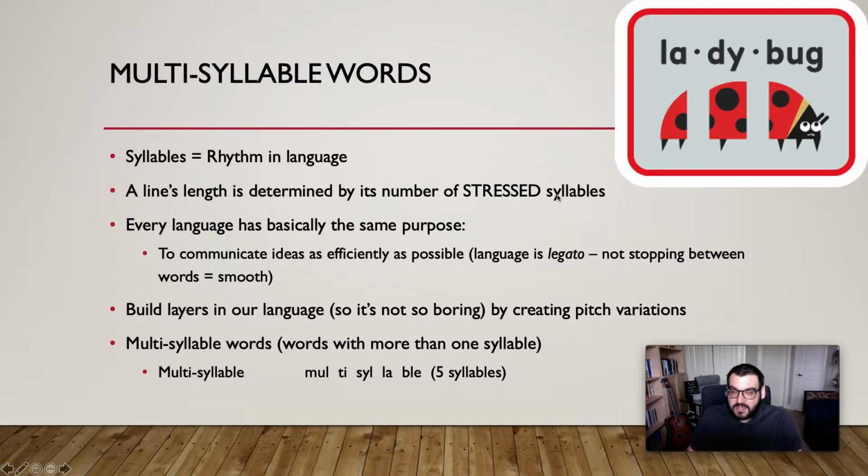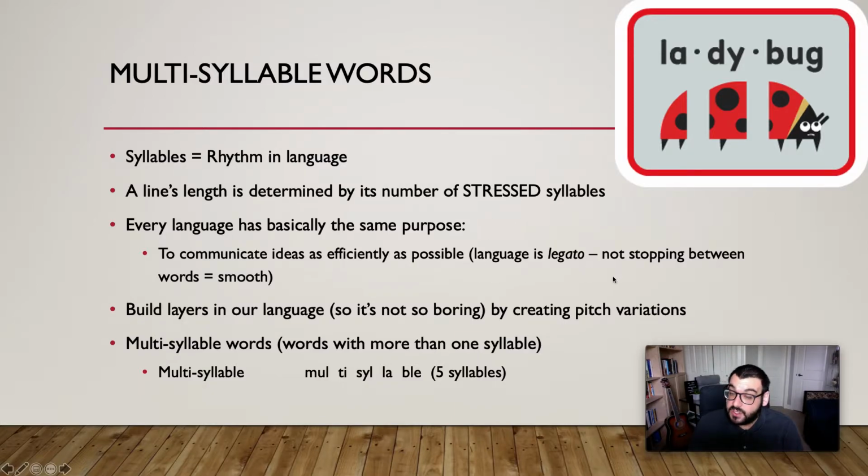A line's length then is determined by its number of stressed syllables, okay? So it's not necessarily by the number of words, but the length of a line in terms of your composition and your lyrics is determined by the number of stressed syllables, not unstressed, and we're going to talk about that. So every language has basically the same purpose, to communicate ideas as efficiently as possible.